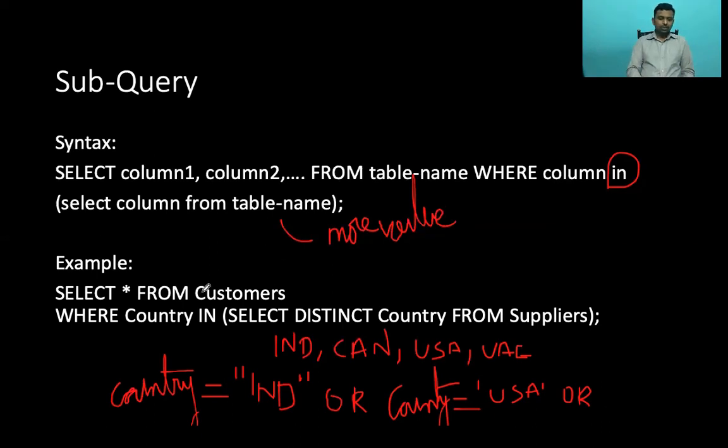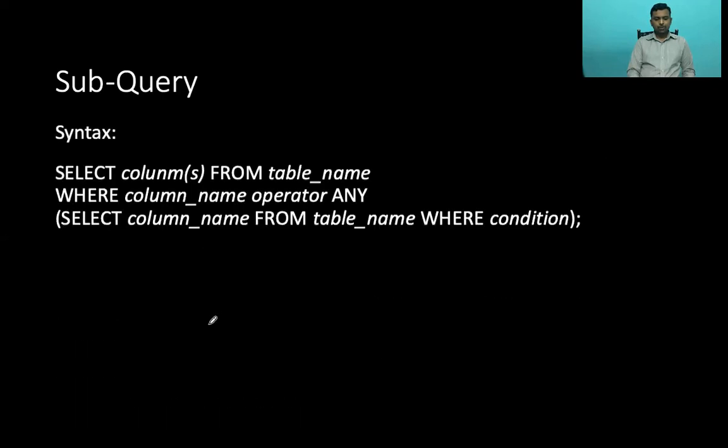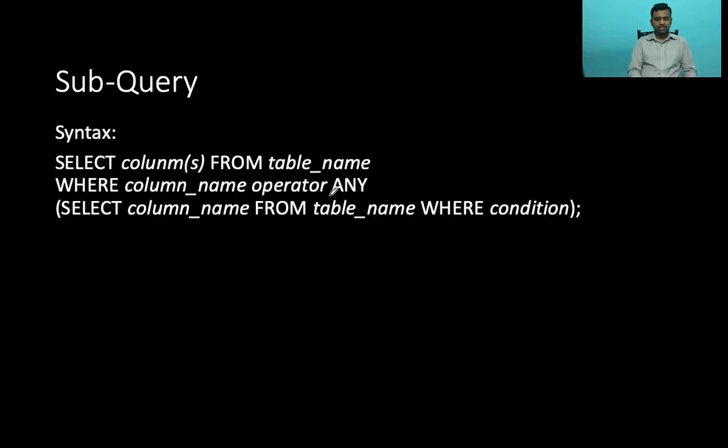So for this IN, I'll say where country in select distinct country from supplier. The supplier table is going to provide me more than one value, and that can be checked with the help of the IN operator. Okay, good. So let us see another operation with the help of ANY.